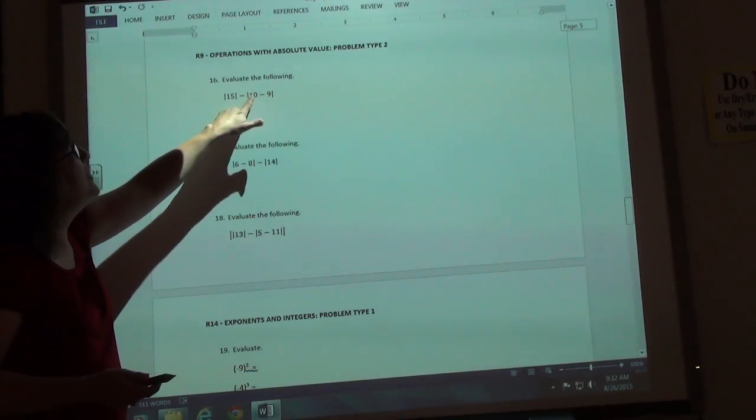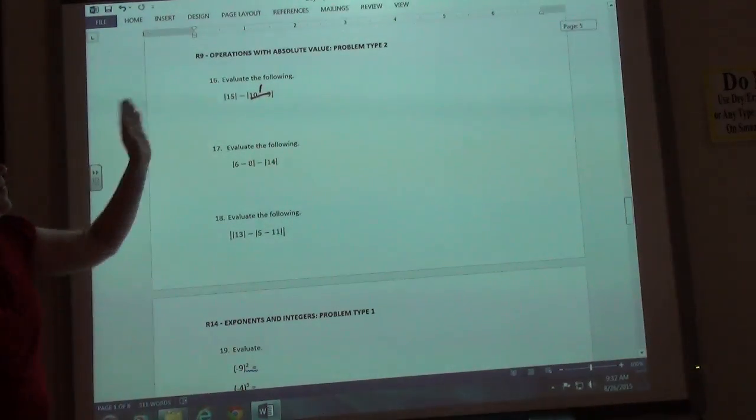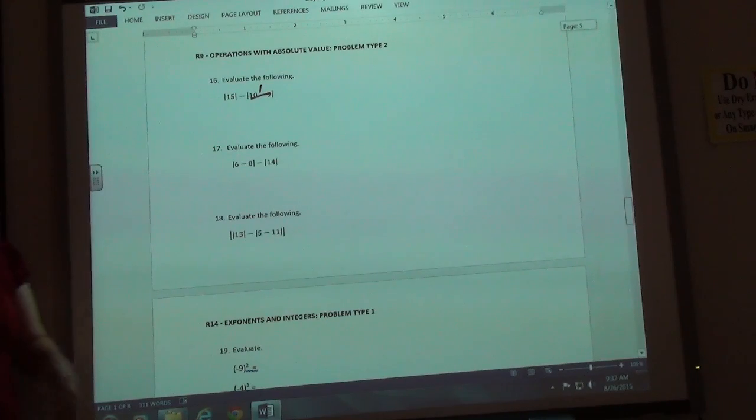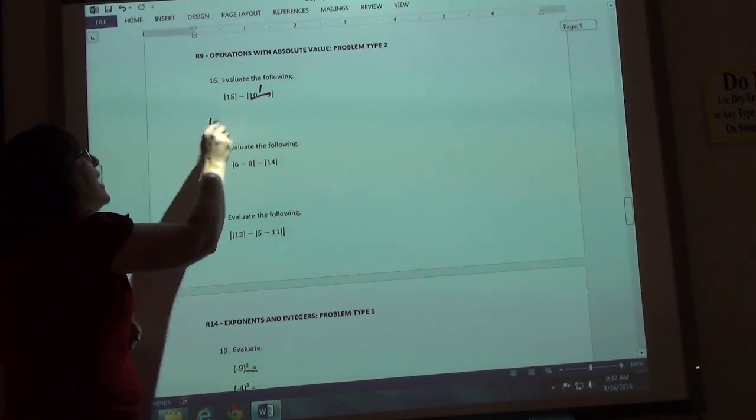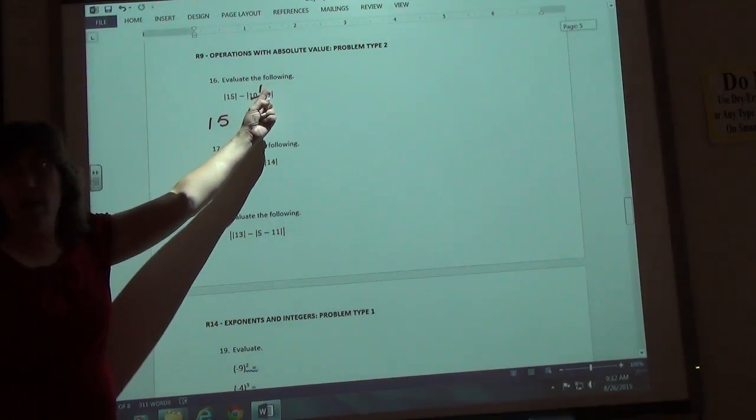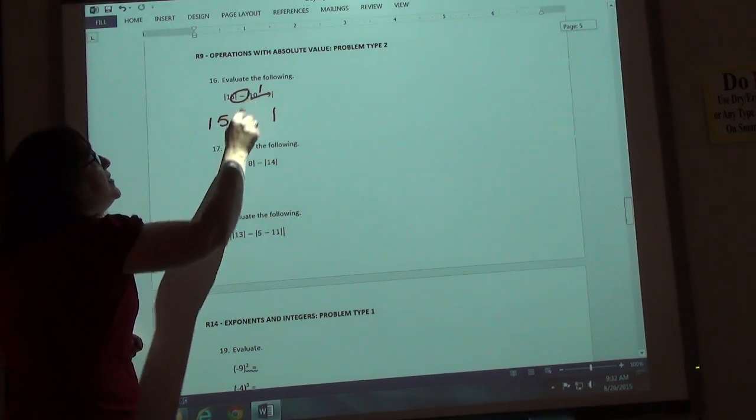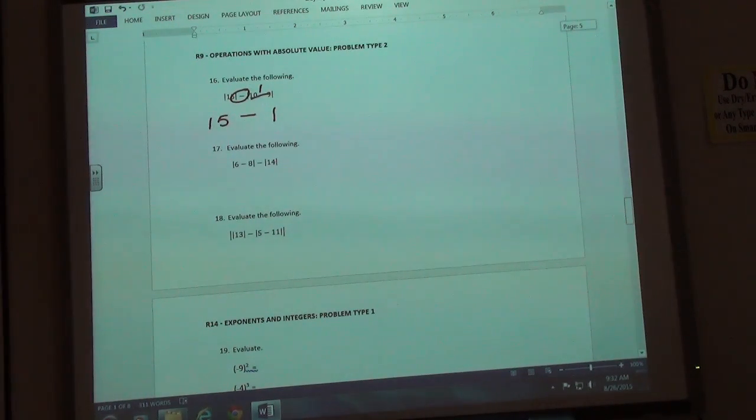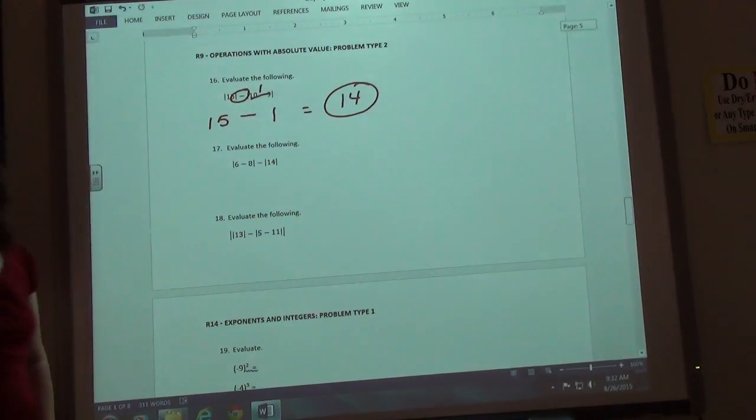So in this case, I would do the 10 minus 9 first. 10 minus 9 is 1, right? Then I'm going to do my absolute values, because technically those count the same way as parentheses do, and when you do your order of operations, you have to do the parentheses first, right? So absolute value of 15 leaves that 15. Absolute value of 1 leaves that 1. And then I'm going to bring the subtraction down that's in the middle. So my problem becomes 15 minus 1, which gives me 14.